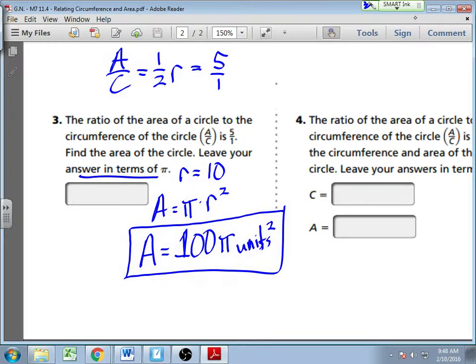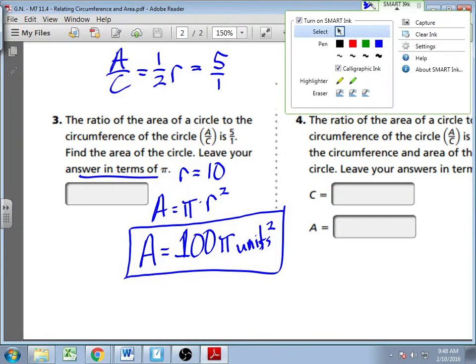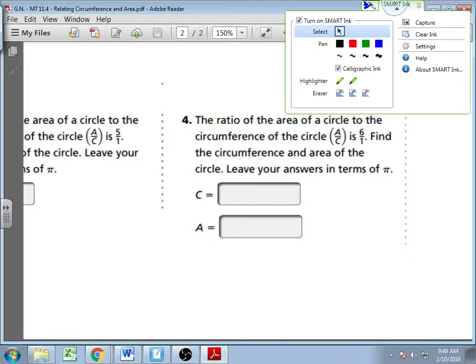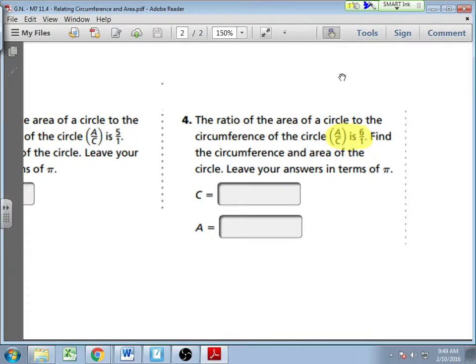You are going to have problems like this on your homework, so please make sure you understand how we process through these. The ratio of area of the circle to circumference is 6:1. Find the circumference and the area, so essentially combining problems 2 and 3. I'm going to give you a minute to do this because some of you guys had not done it. We just did 2 and 3 together. You should be able to do this. Using this ratio, find your circumference and find your area.